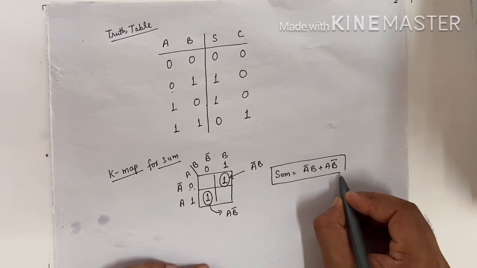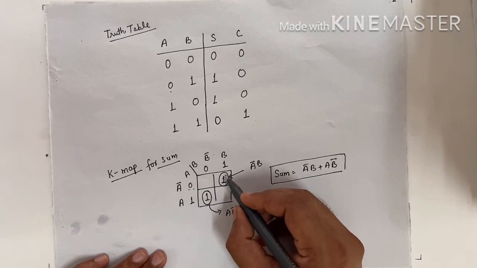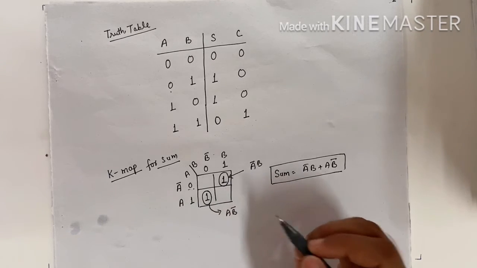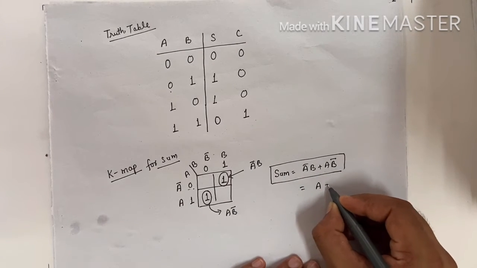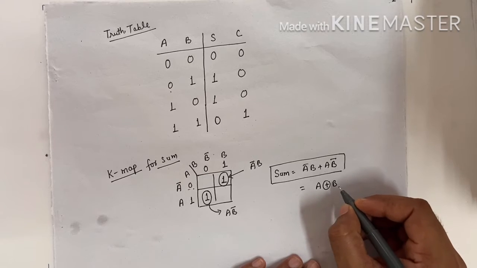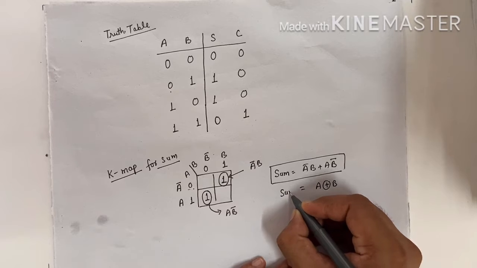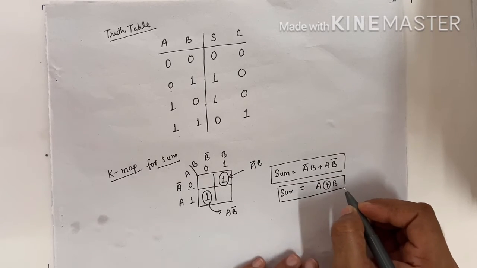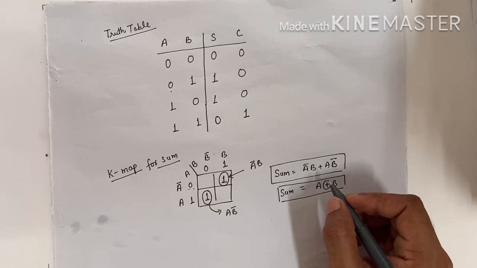Now you have to observe if there are any ones in diagonal form. Suppose these ones are in diagonal form, then you can directly say that we have to apply the XOR operation. Then we can say this is A XOR B. A XOR B means what? Exclusive OR operation. So we can also write sum as A XOR B. So you have to remember the trick: if the ones are in diagonal form, then you write the XOR of the input variables in this fashion only.